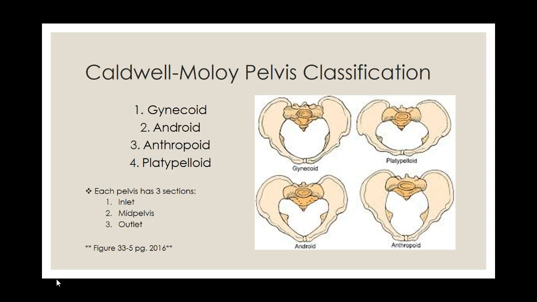And they have a very difficult descent through the mid-pelvis because it is so small. And there is a very great delay of progress at the outlet as the fetus comes through. So this is not favorable for vaginal delivery. So we really like to see gynecoid, and anthropoid is also okay.